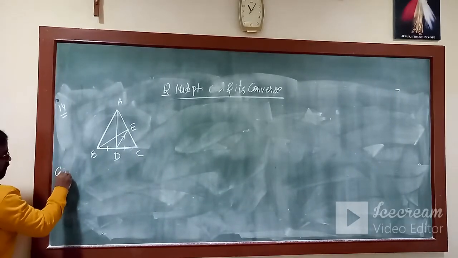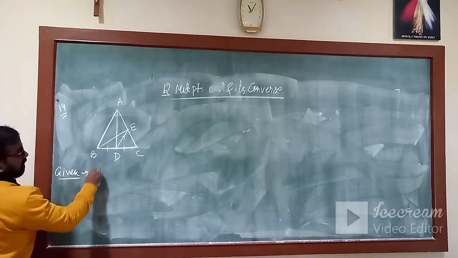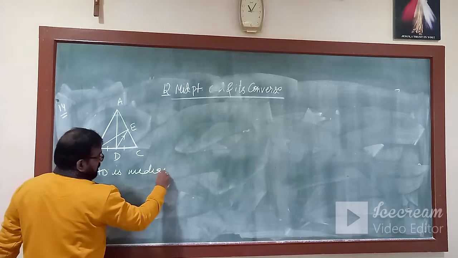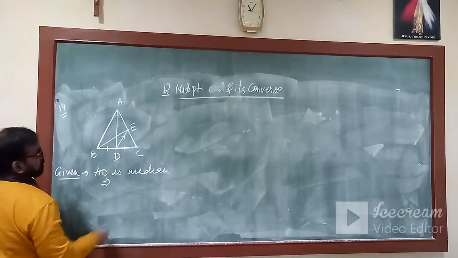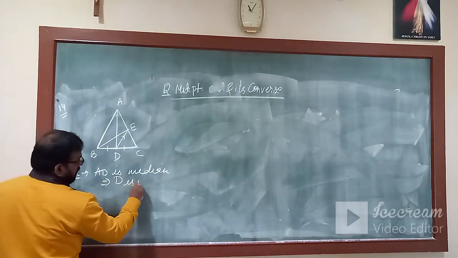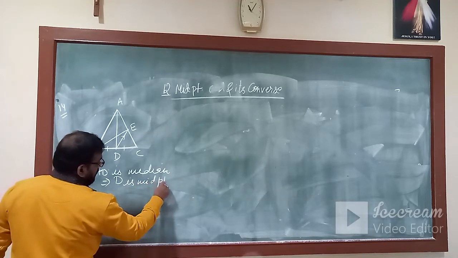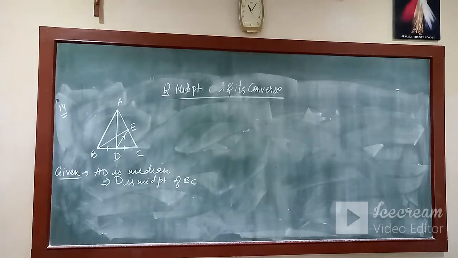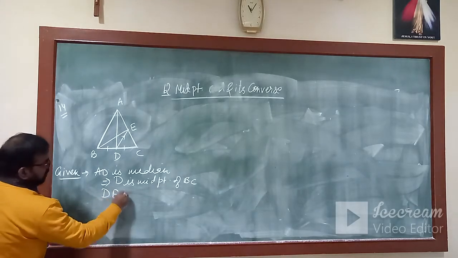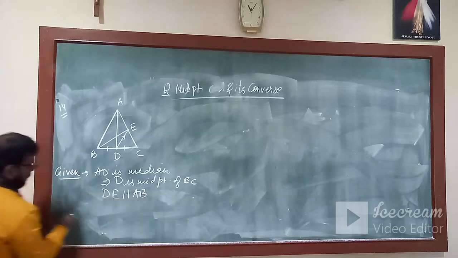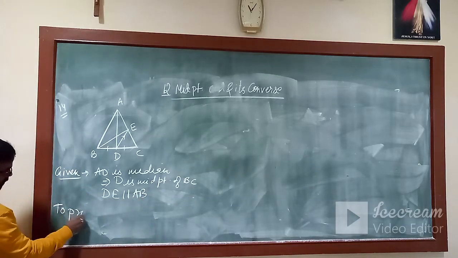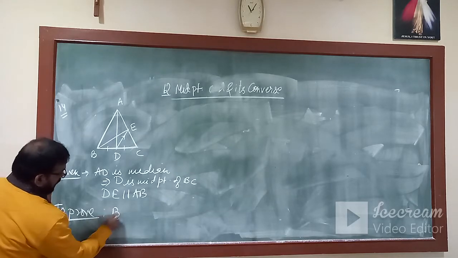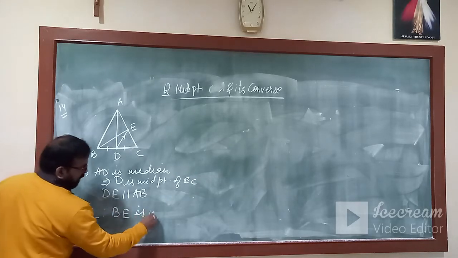So what is given to us? Given is AD is median. That means D is midpoint of BC. What else is given? DE is parallel to AB. So what we have to prove? We have to prove BE is median.